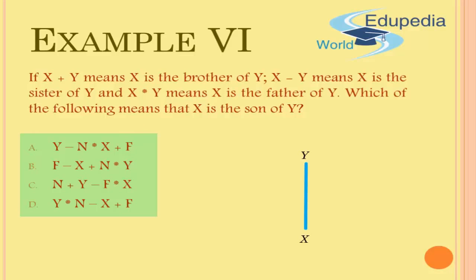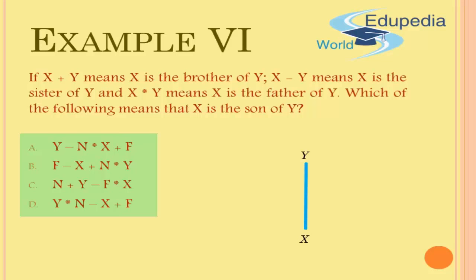N minus x means n is the sister of x, and x plus f means x is the brother of f. So y is one generation, n is one generation below y, and n, x and f are in the same generation. So of course x is one generation below y, and n, x and f are all y's children. Now do I know that x is the son of y? So y asterisk n, y is the father of n.